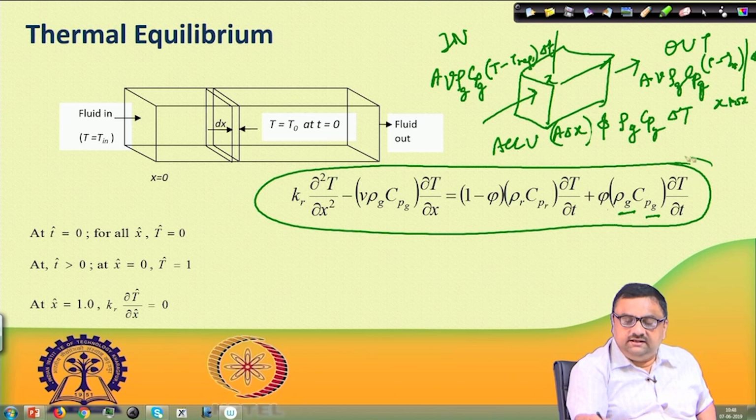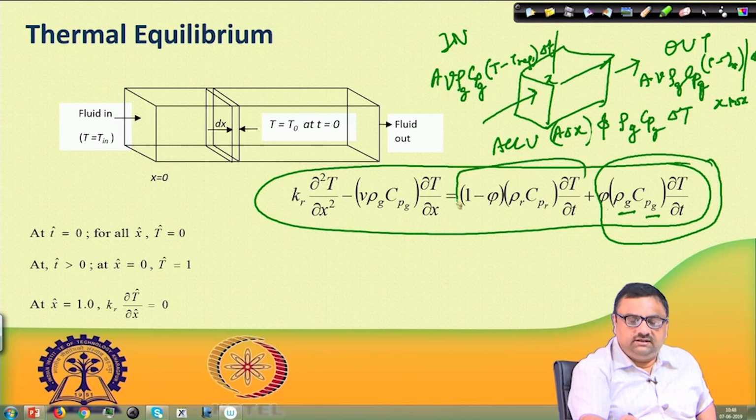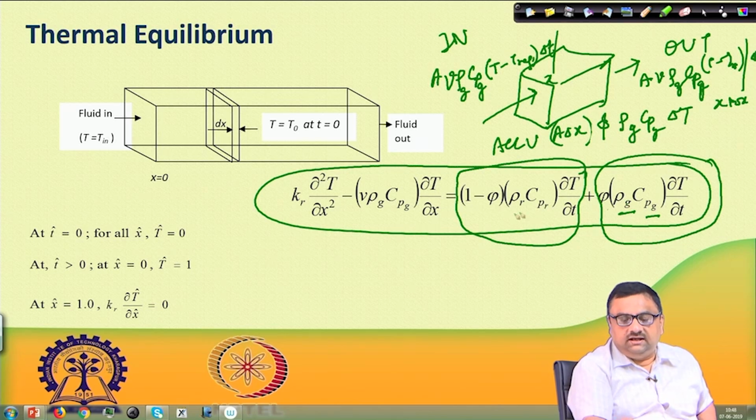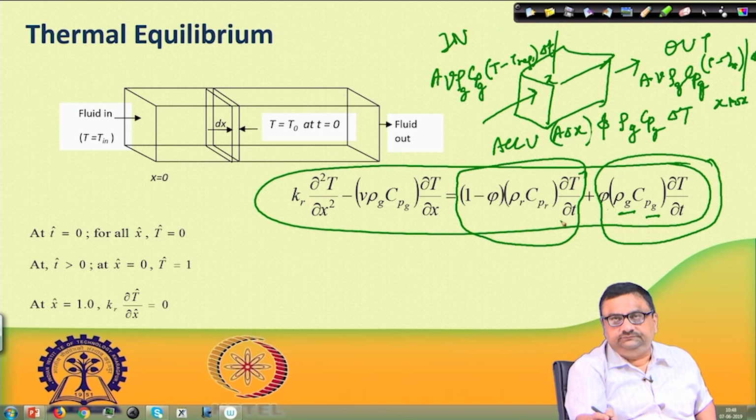So, this is the accumulation in the fluid phase or the gas phase, and this is accumulation in the solid phase or the rock phase. The only difference is here it is rho G Cpg and here it is rho R Cpr, and further this is multiplied by the porosity and this is multiplied by 1 minus phi.